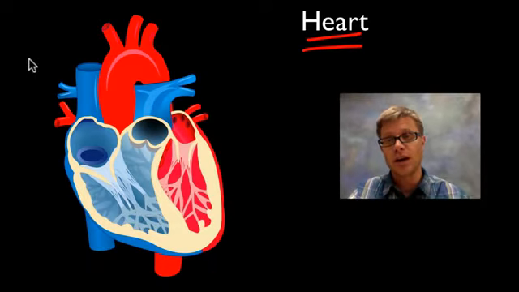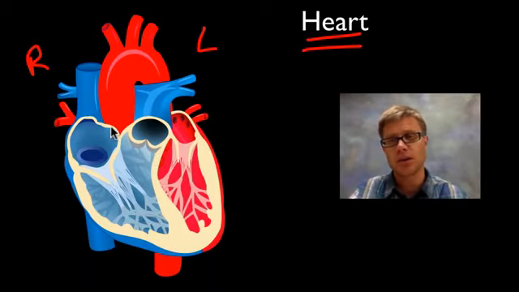So basically your right side now is going to be over here and your left side is going to be over here. So that's pretty important. So let's start with deoxygenated blood. Deoxygenated blood means that it's coming back from your body. So where does it come from? It's coming from your superior and inferior vena cava.